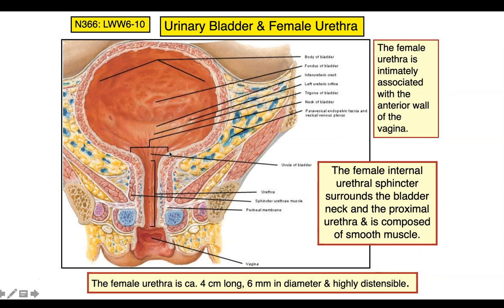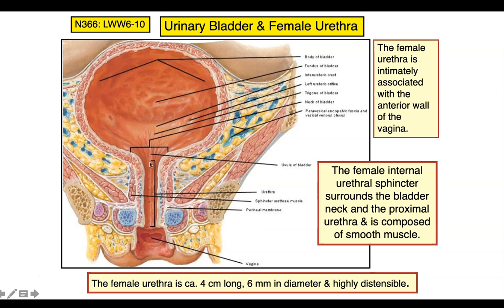The female urethra is different. The female urethra is very short, approximately 4 centimeters long. It begins at the internal urethral orifice, which has the internal urethral sphincter. These are the two ureteric orifices, and here is the trigone of the urinary bladder.